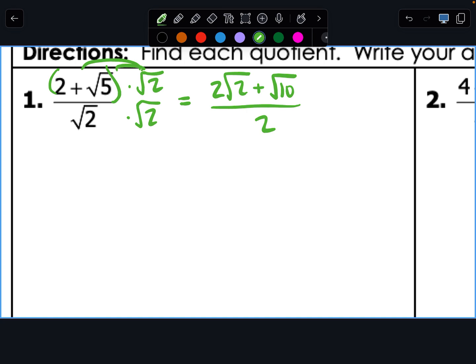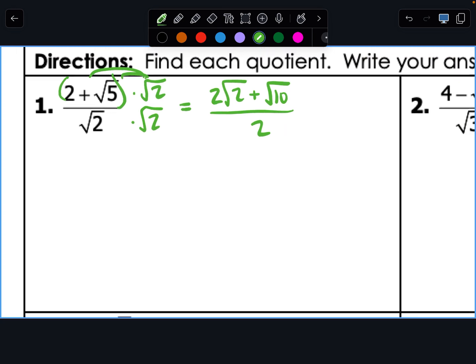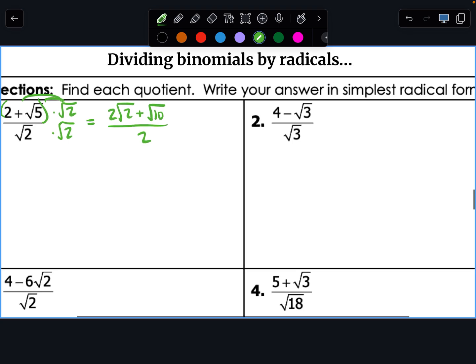Now, in order to simplify in my final step, I need to have coefficients that are all divisible by the thing on the bottom. I only have coefficients of 2 and 1 on top, and just a number of 2 on the bottom. 2 and 1 are not both divisible by 2, so I can't go any further here. Root 10 does not simplify either. So that's my answer.